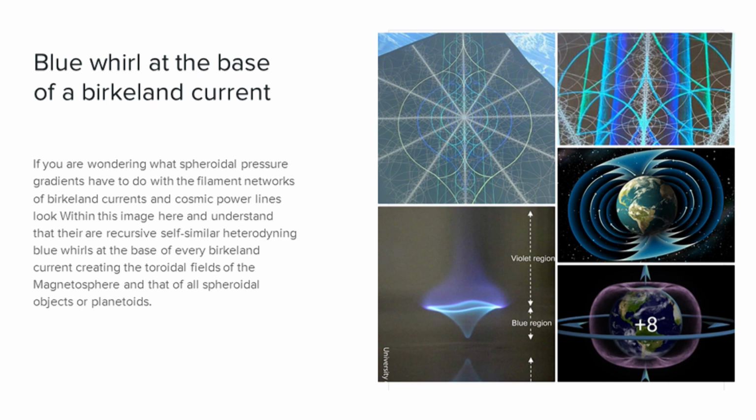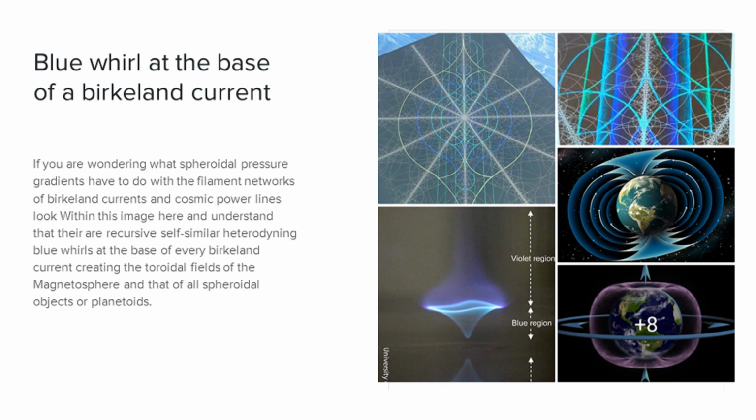I figured out that there are internal vortices of this blue whirl structure, and that it has to do with the base of a blue whirl that they found. It's literally a collapsed pillar of fire. That's what a blue whirl is. It's a collapsed pillar of fire. It's a plasmoid or a condensate.